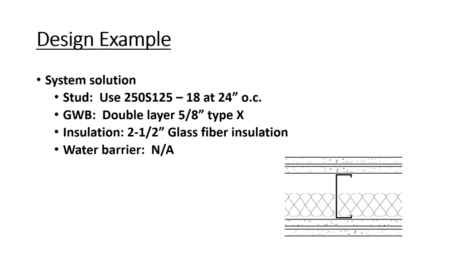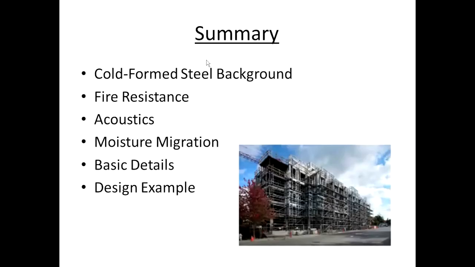Now, since there is no water pressure driving moisture through that wall, this is an interior application. There is no requirement for a water barrier. This completes the formal part, and in summary we gave a background in cold form steel framing. We did some building science and fire resistance. We looked at acoustics. We looked at the marriage of how steel framing and gypsum board works extremely well in both cases. We looked at moisture migration, and finally details, and came up with a design.